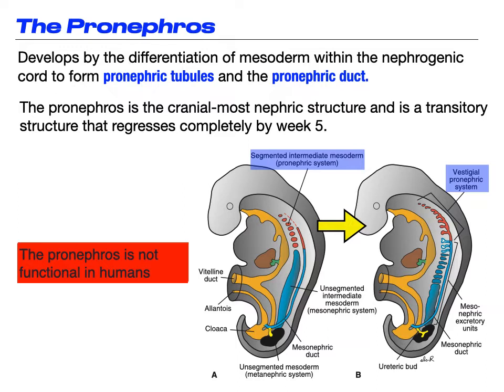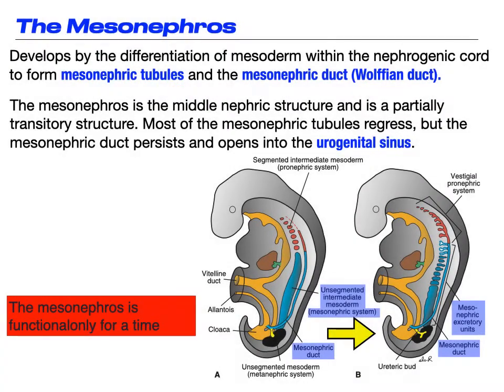However, the pronephros doesn't produce urine and regresses by the end of week 4. That means that it disappears completely. But before the pronephros completely disappears, a second set of structures called the mesonephros appears in the thoracic and upper lumbar region of the nephrogenic cord.